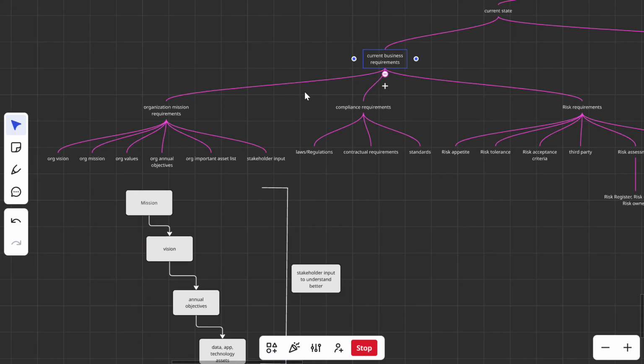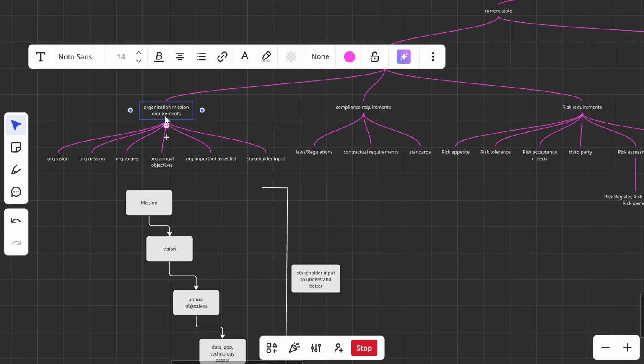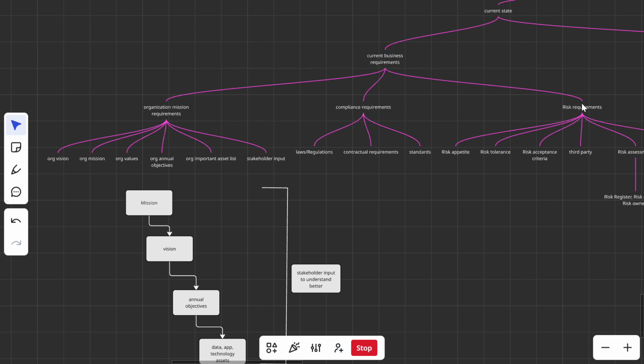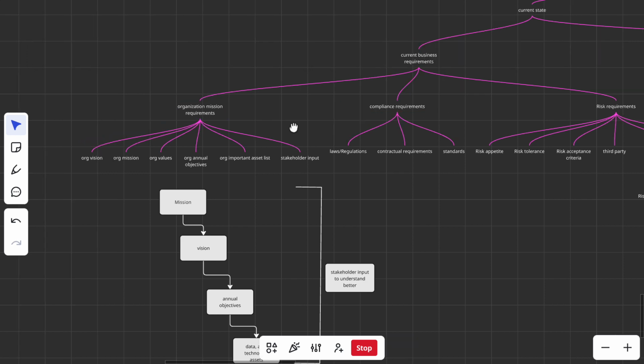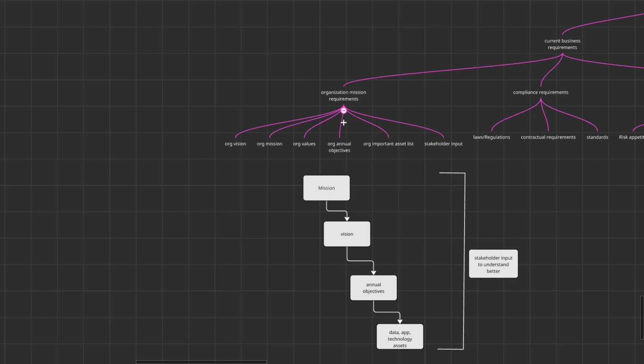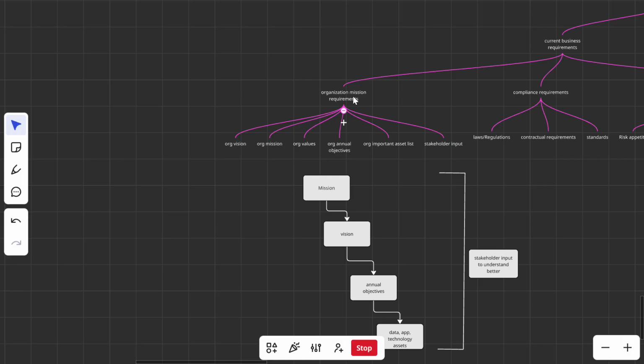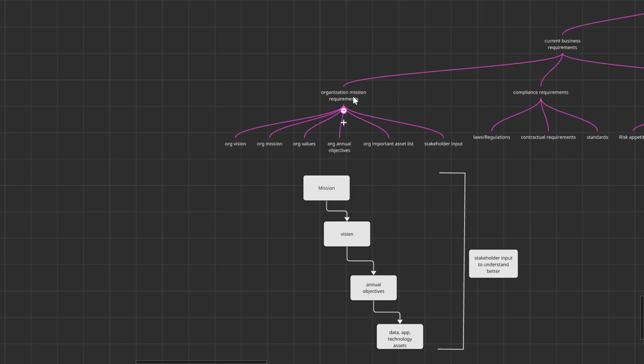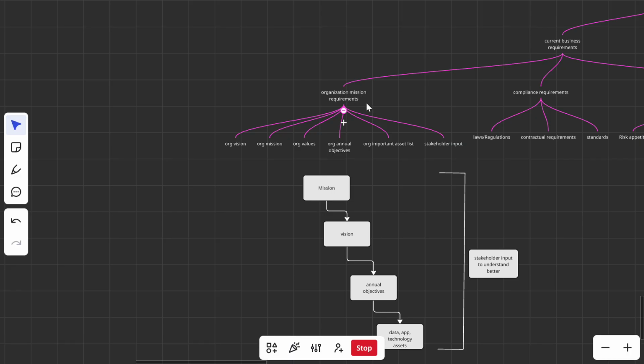Business requirements, I have divided further into organizational mission requirements, compliance requirements, and risk requirements. For the organizational mission requirements, every organization has to do something, right? You have a manufacturing company, they manufacture something. You have a healthcare company, they provide health services. So these are the things that they do. They have a vision, they have a mission, and it's about the operations, what they do as part of the day-to-day activities. So organization mission addresses that.